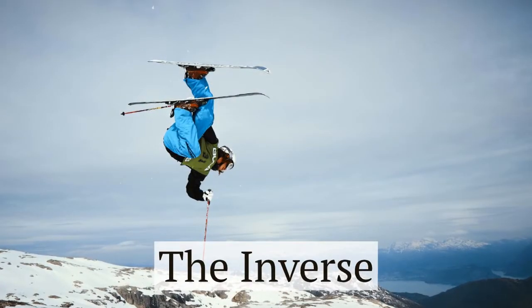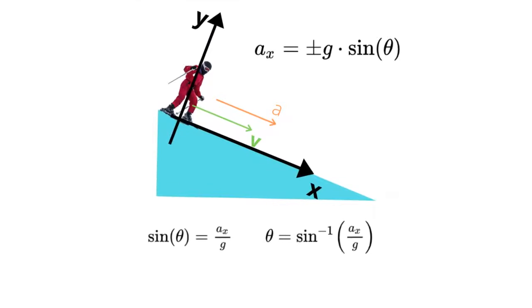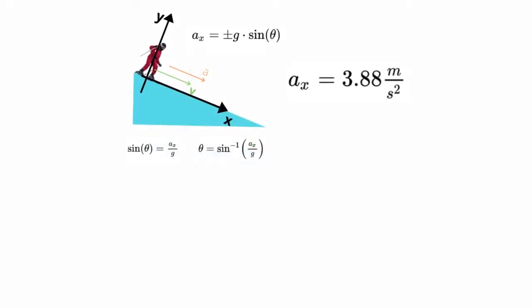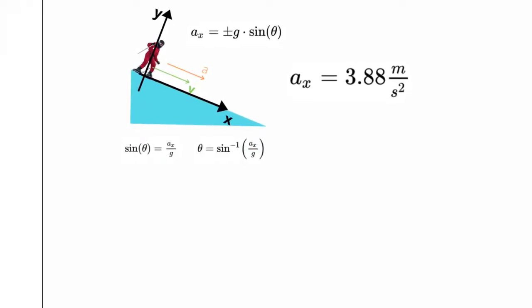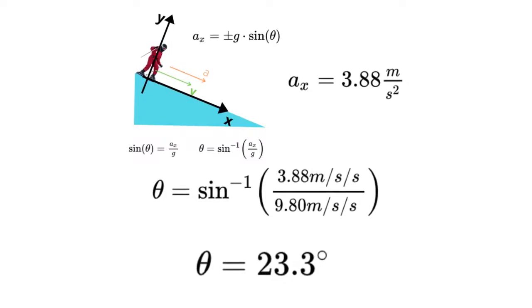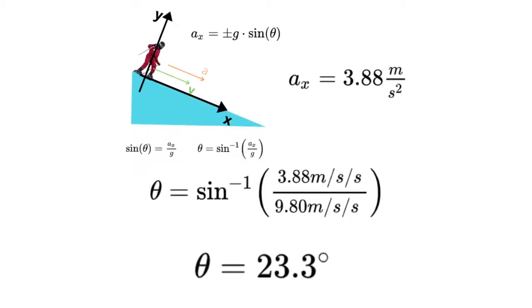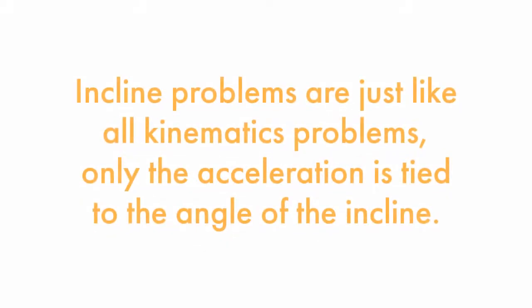But what if you know the acceleration and you want to know how steep the hill is? In that case, we just solve our equation for the angle. Like in this example, try to find the angle of inclination of the hill. Pause now. How did that go? Make sure you're in degree mode, and we see that the angle is 23.3 degrees. We only solved for the acceleration in this video because once you have the acceleration, incline problems are just like any other kinematics problem.